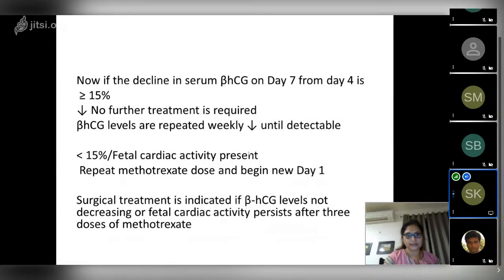So surgical treatment is indicated if the beta HCG levels do not decrease or if fetal cardiac activity persists after even 3 doses of methotrexate, but we practically do not go up to 3 doses. At maximum we can go for a second dose, and if that fails, we go ahead with surgical treatment rather than waiting for a longer period of time. So these are some of the important points you have to remember regarding the medical management of ectopic pregnancy.